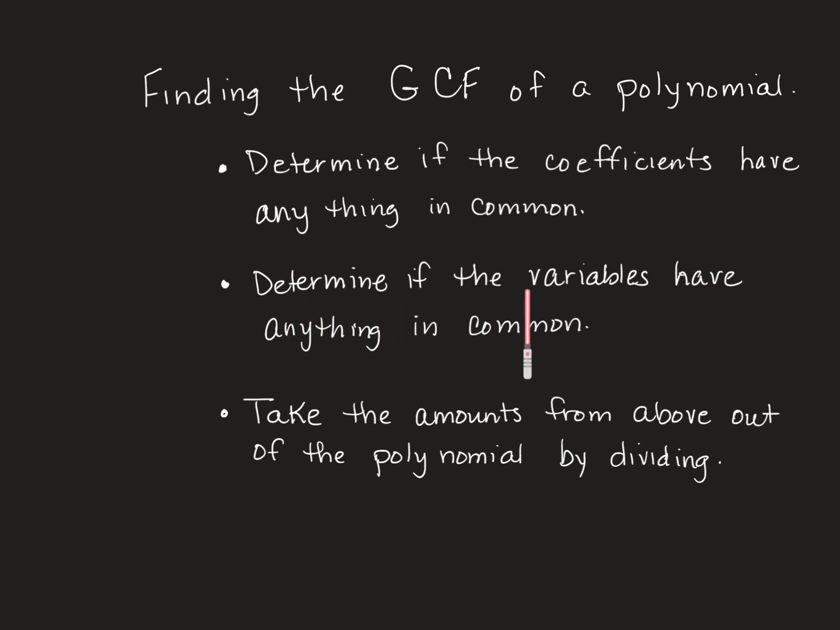Then we're going to look at each term and determine if any of the variables have anything in common. In order for them to have something in common, you're going to have the same variable in each term. Then once we figure out those two things, we're going to take those amounts out of the polynomial by dividing each term. So let's look at a few.